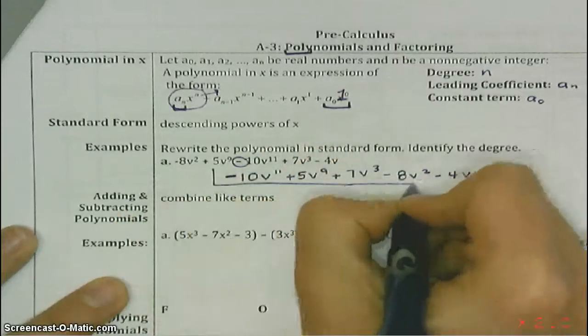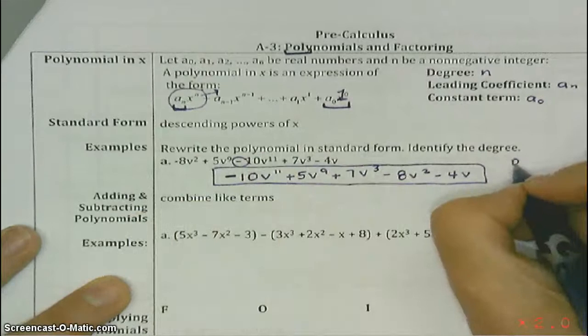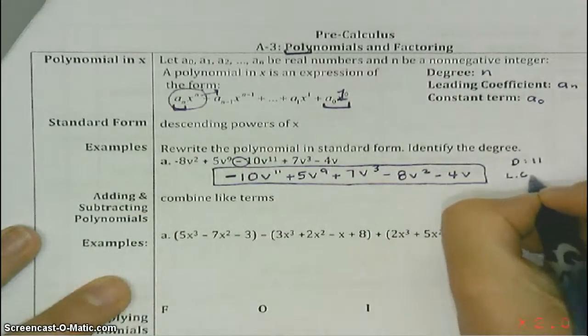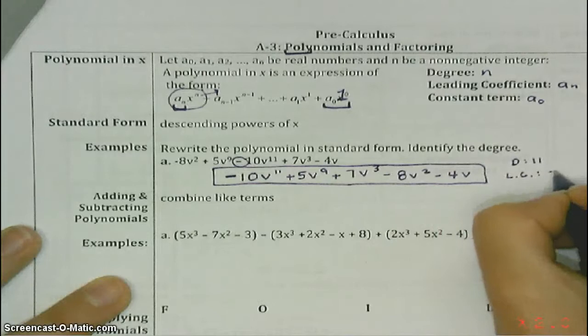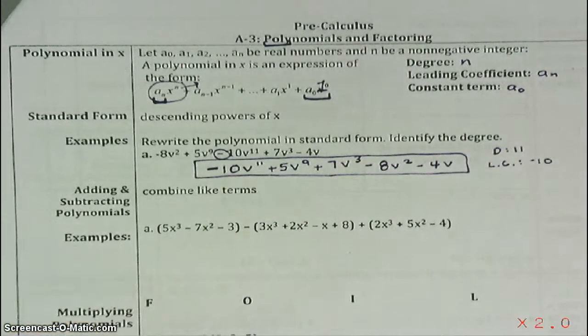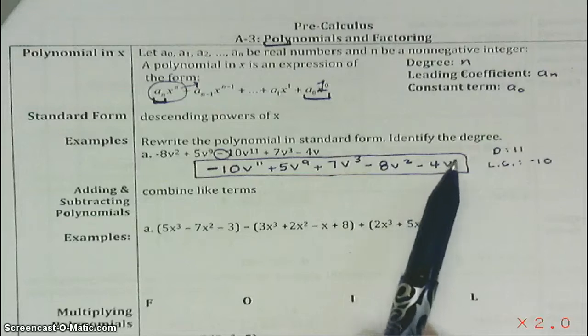This one doesn't have a constant, but if we were identifying, the degree would be 11, and the leading coefficient, I'll just call that LC, is going to be negative 10. There's no constant because our lowest degree is 1, not 0.